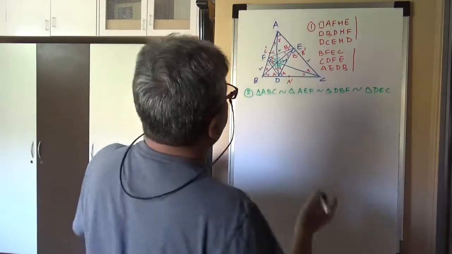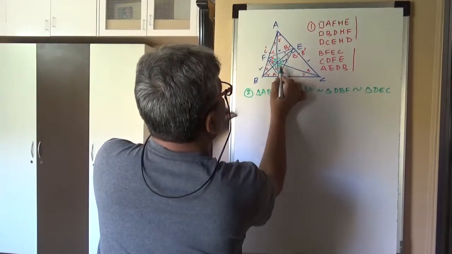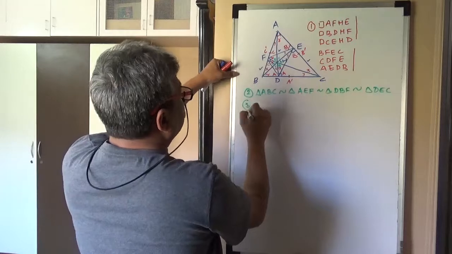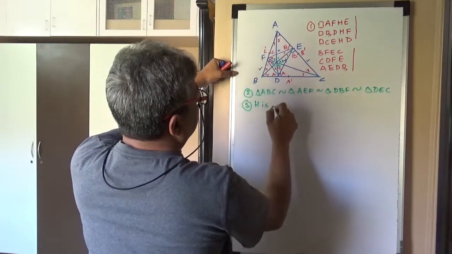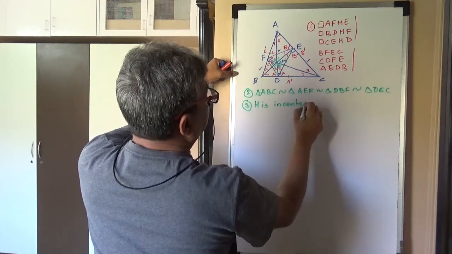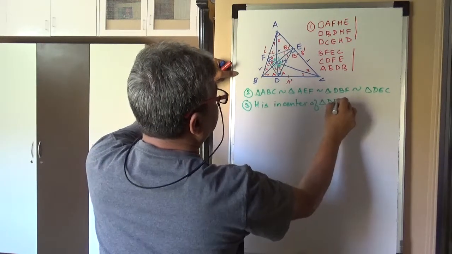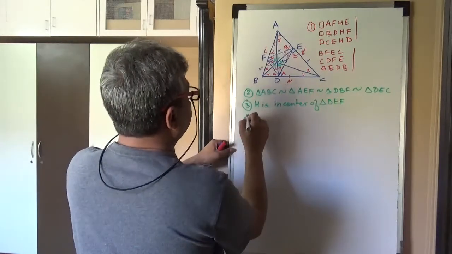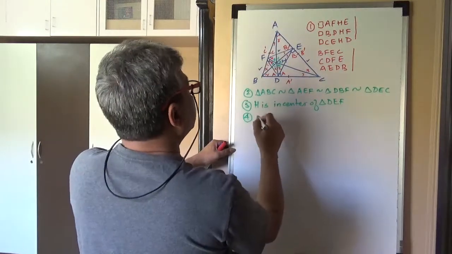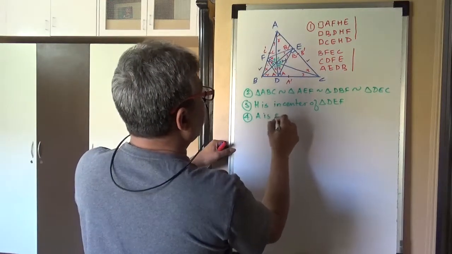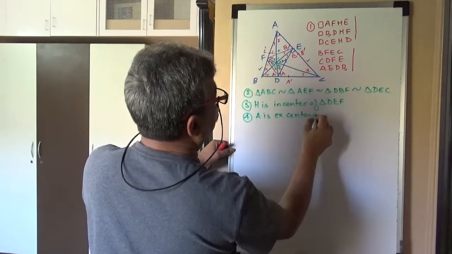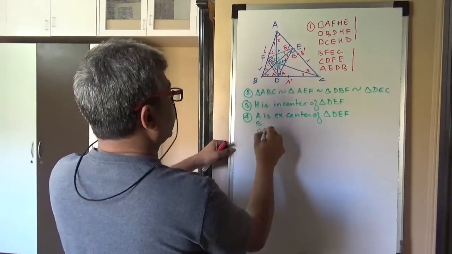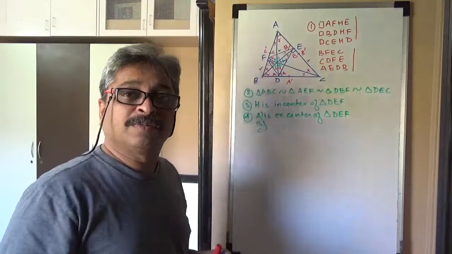Now another observation here is this angle is X, this angle is X, this angle is Y, this angle is Y, this angle is Y, this angle is Z. Therefore another observation is H is the incenter of triangle DEF. Another thing, using the same angle chasing, you can find out that A is an excenter of triangle DEF. Similarly, B and C are excenters of these triangles.